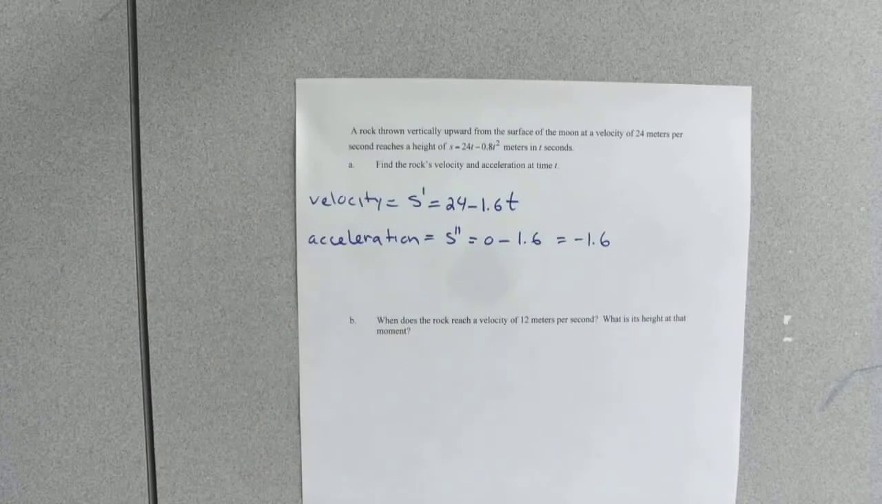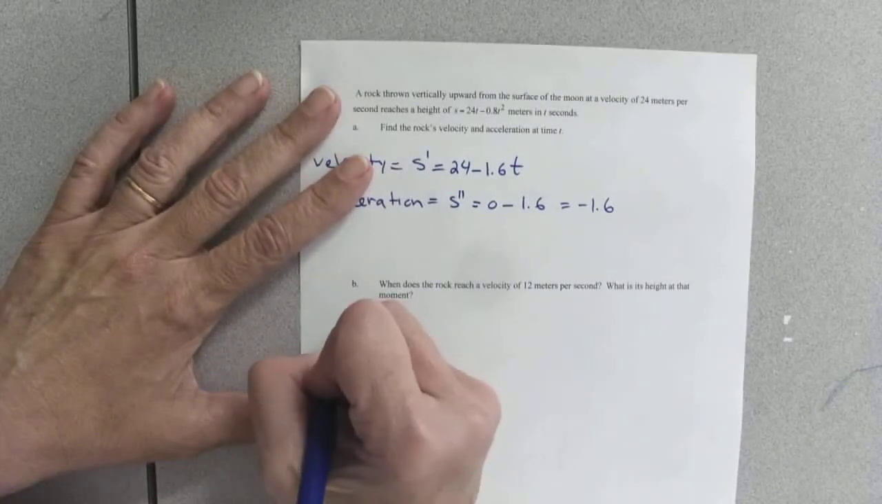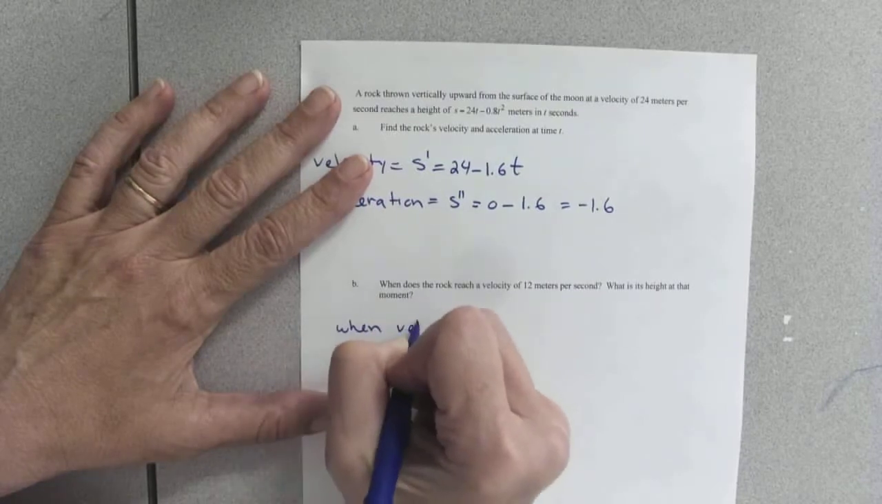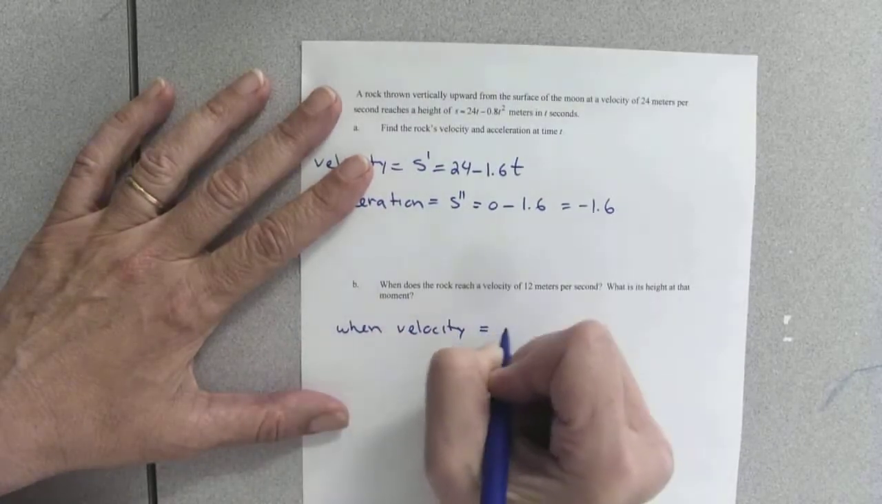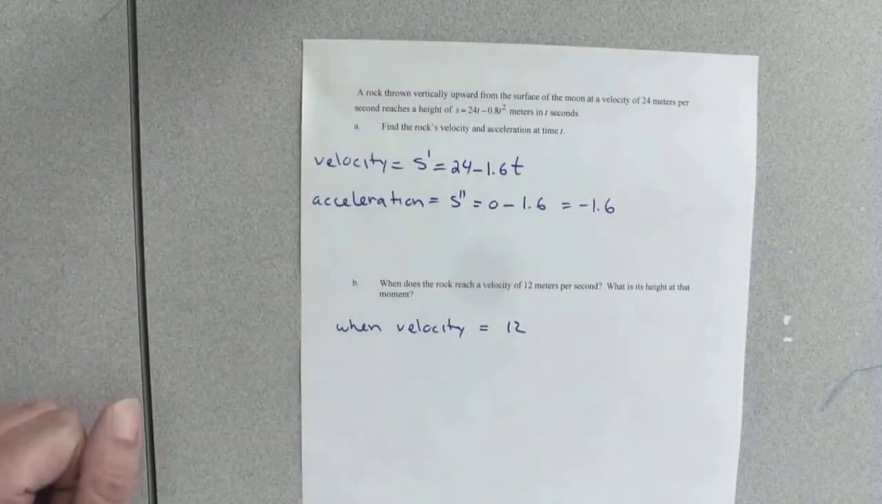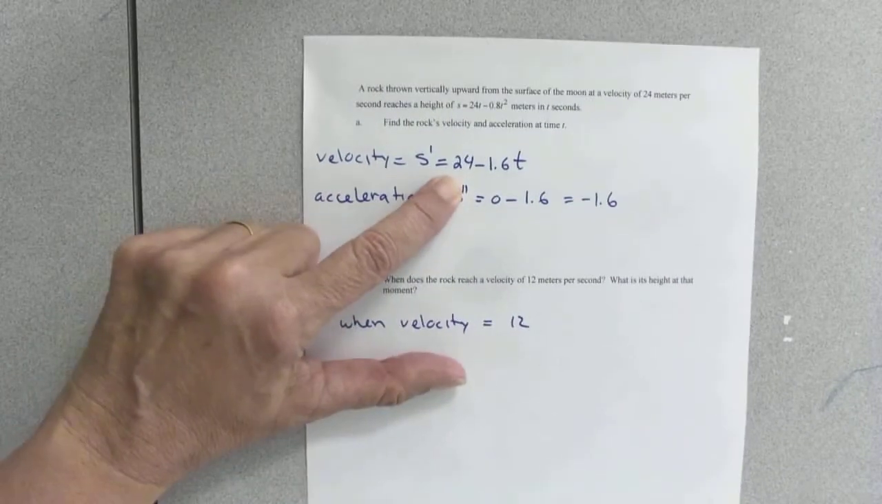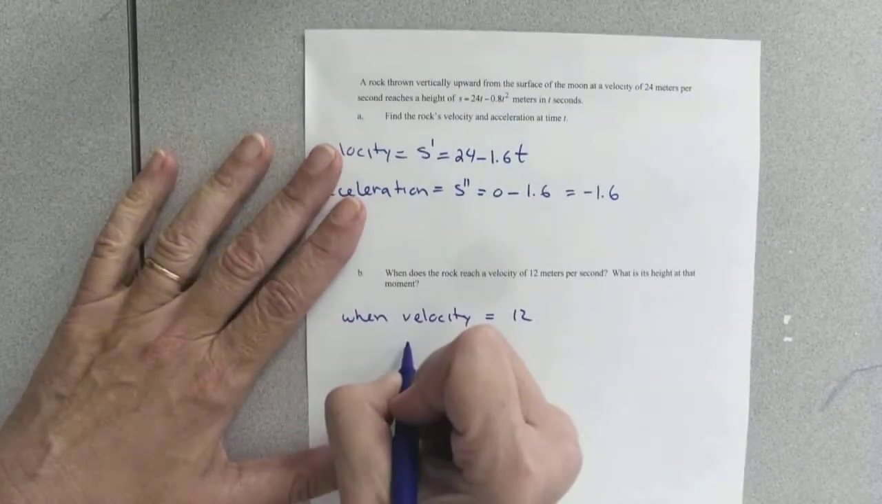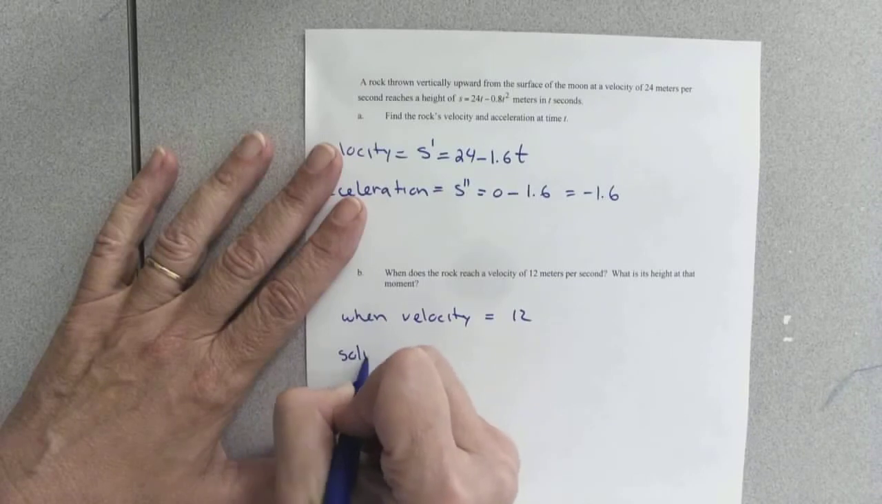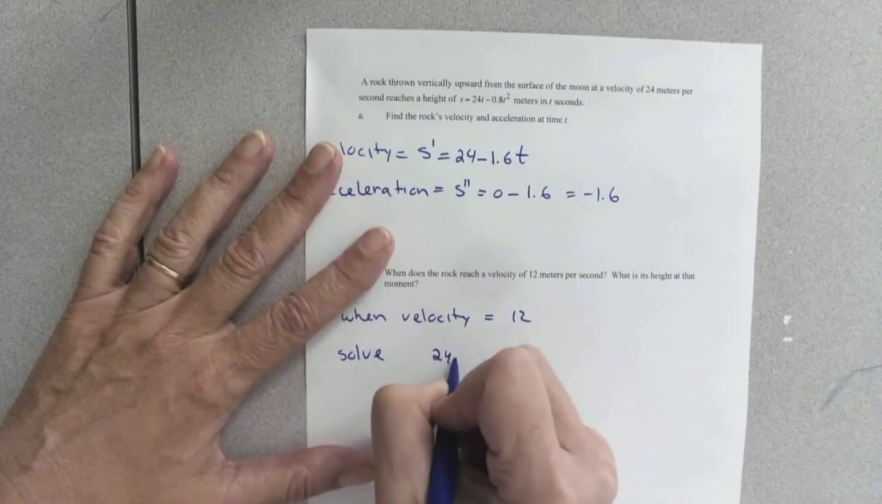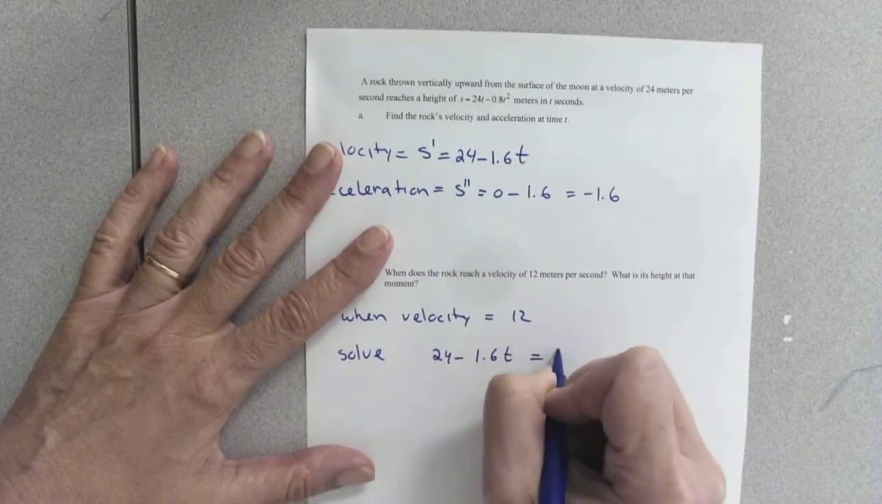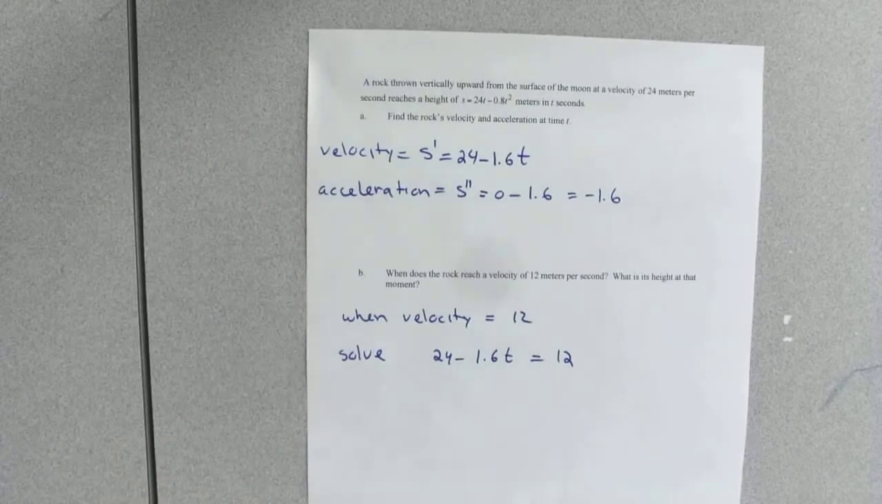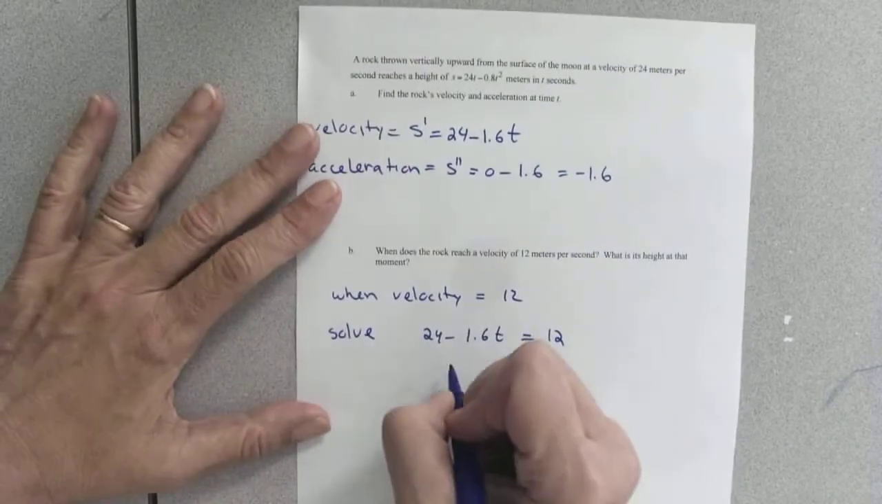Okay. When does the rock reach a velocity of 12 meters per second? When velocity equals 12, that's what it's saying. Well, there's a formula for velocity. So I need to solve 24 minus 1.6t equals 12. And so I just solve that.